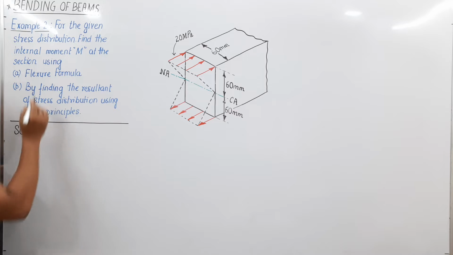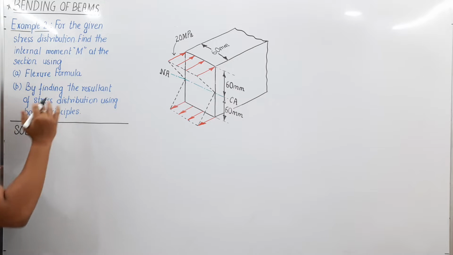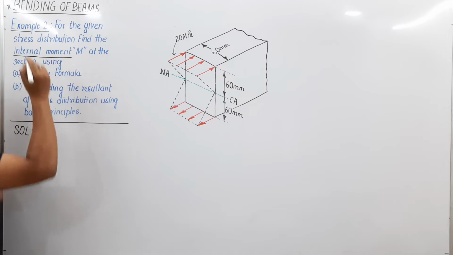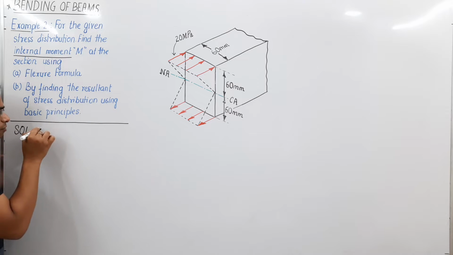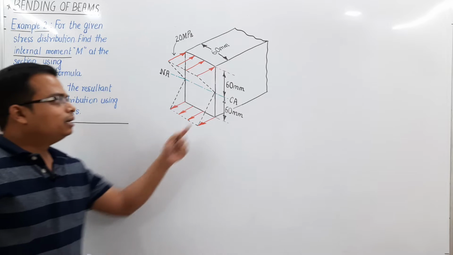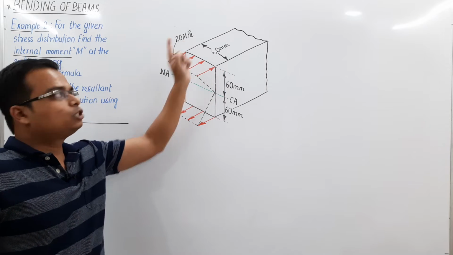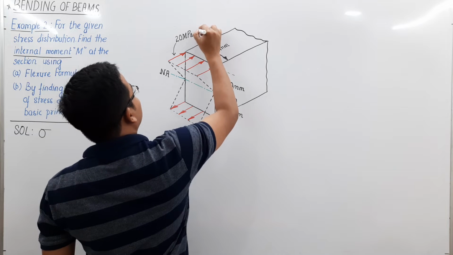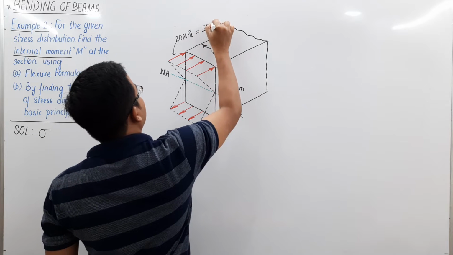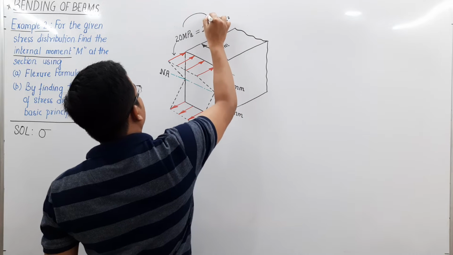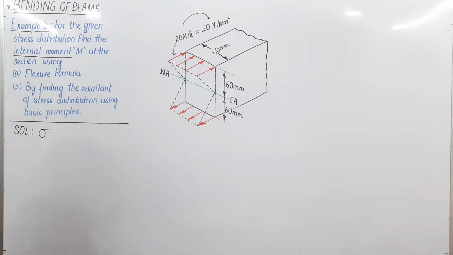What do we want? We want the Flexure formula. By the help of that Flexure formula, we'll be working out the internal moment. Beautiful. So let me just write the Flexure formula, and we already know that at a distance of 60 millimeters, we have this maximum bending stress, that is 20 megapascals. You can also say this, guys, this is going to be equal to 20 Newton per mm square. Just try to do the conversion. I'm sure you can get there, right?